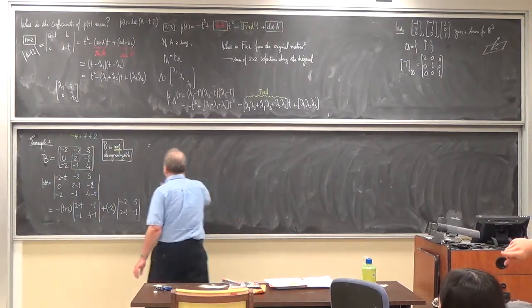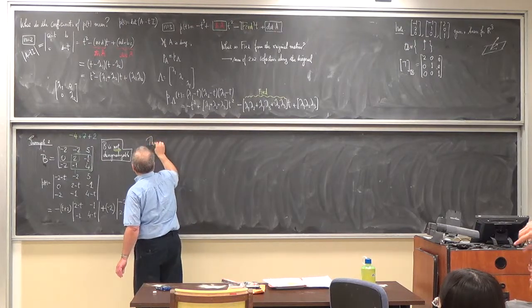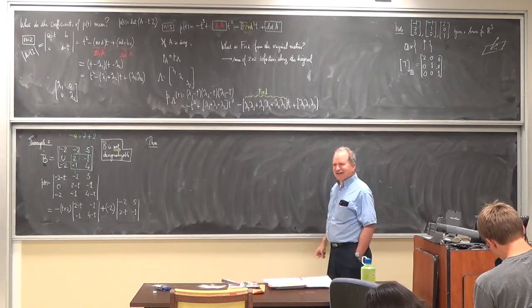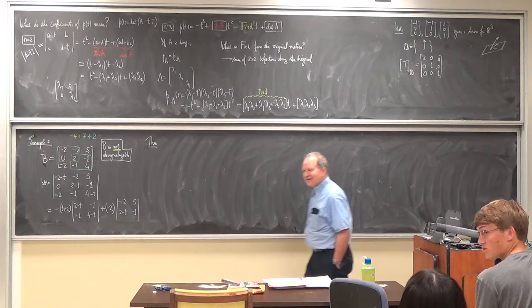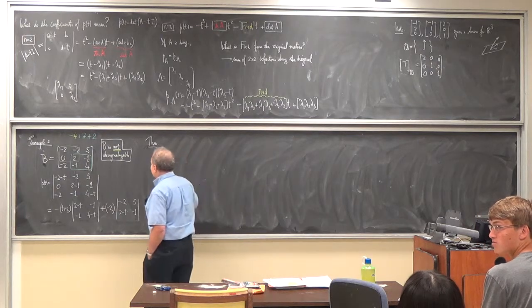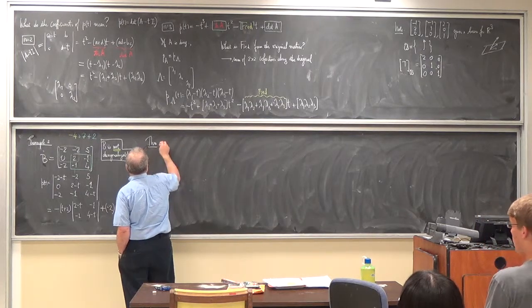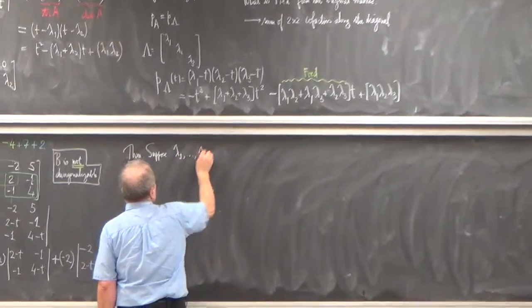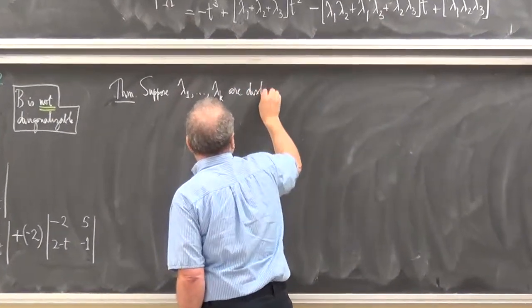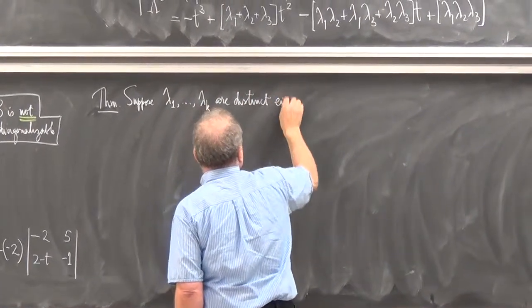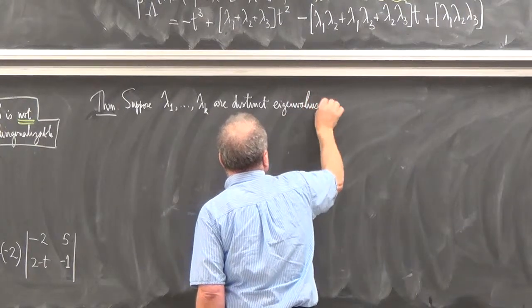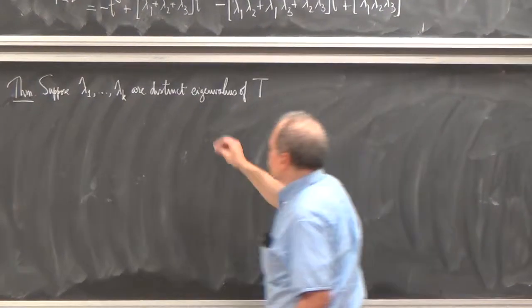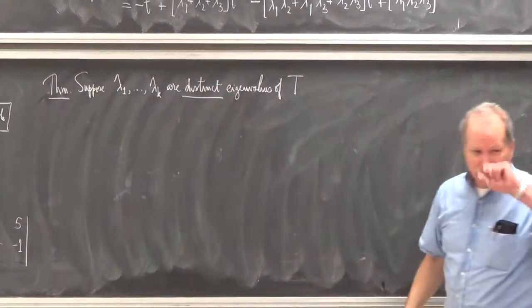Theorem. Suppose lambda 1 to lambda k are distinct eigenvalues of T, or matrix A, I don't care. So what does distinct mean? Different. They're all different numbers.